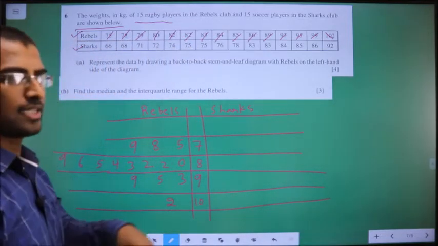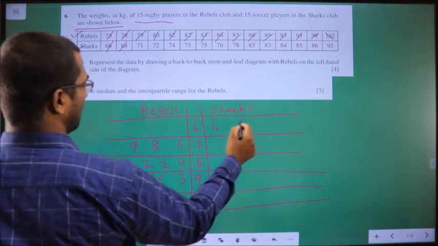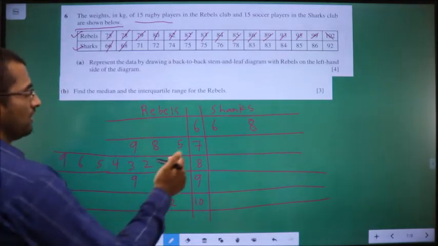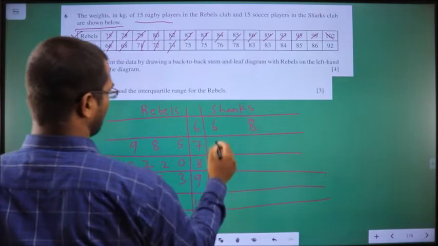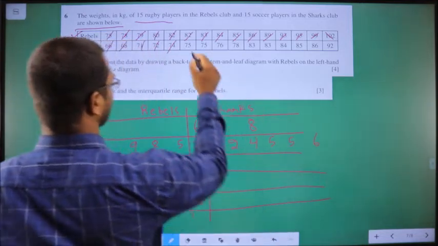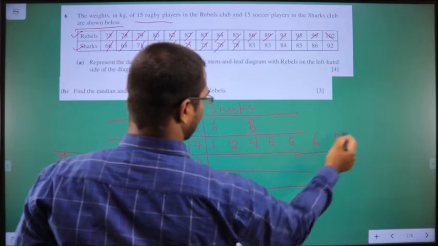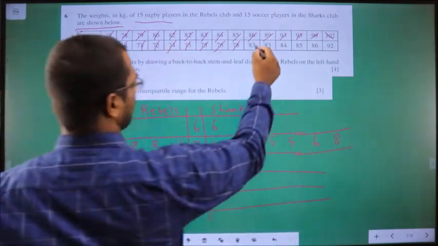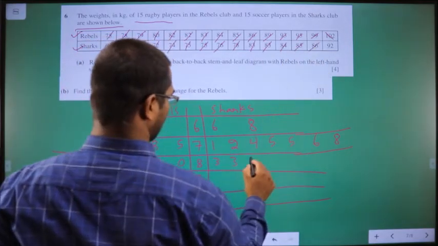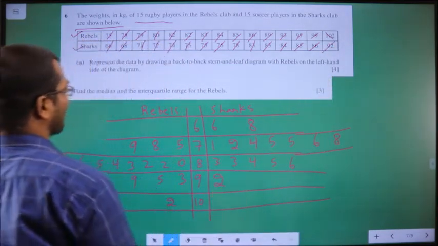Now for the Sharks. Minimum is 66. So 6 here, 6 and 8. To write 6, I left the space in the beginning. Now with 7, I have 1, 2, 4, 5, 5, 6. And also 8. Next with 8: 3, 3, 4, 5, 6. And with 9, 2.